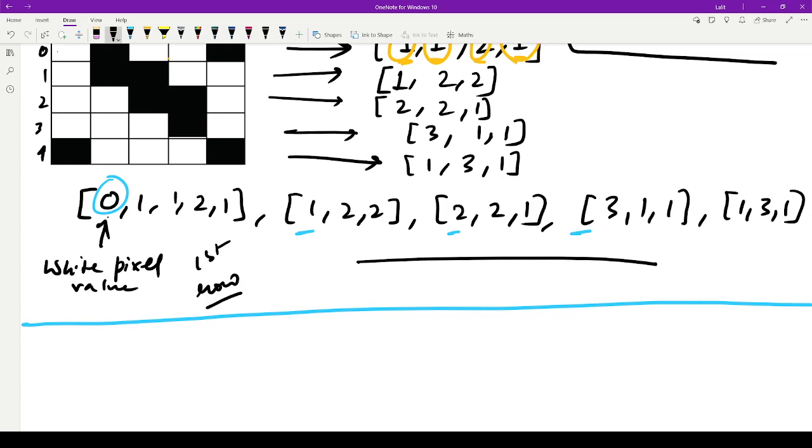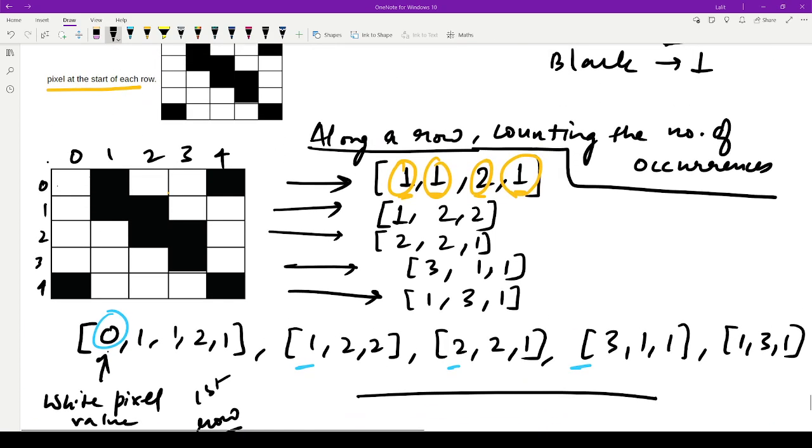Yeah, this is the answer. By the way, yes, I agree that the last row is starting with a black pixel.